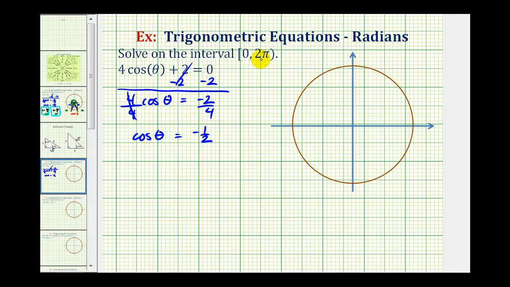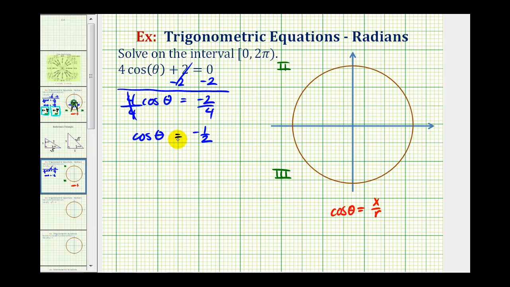So we want to find the angles on this interval that have a cosine function value of negative 1/2. The first thing we should recognize is that since cosine theta is equal to x divided by r, the angles must be in the quadrants where the x-coordinate is negative. Well, the x-coordinate is negative in the second quadrant and the third quadrant.